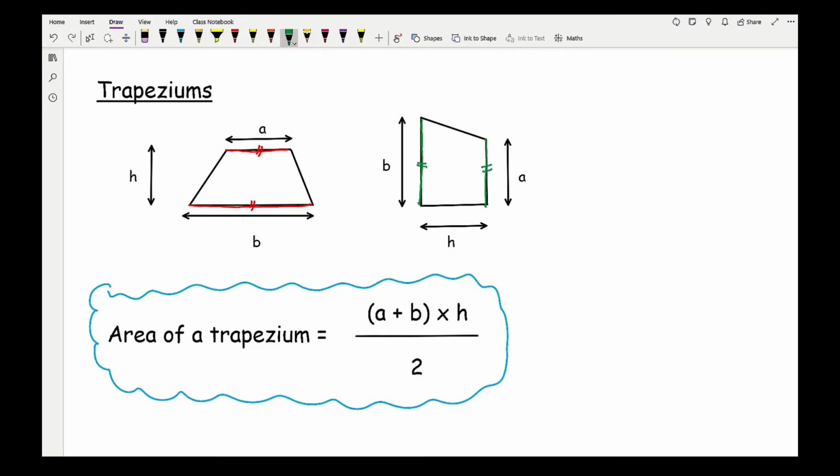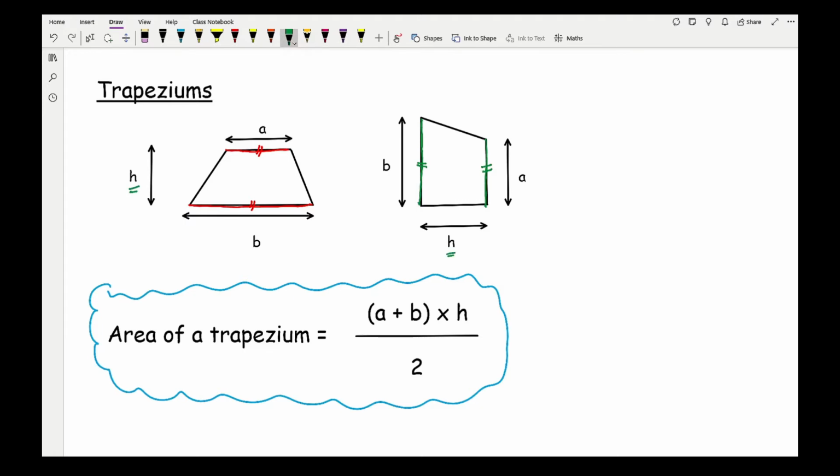But just be wary. If our two parallel lines are labelled as A and B, it doesn't really matter which one you call A and which one you call B. Generally speaking, A tends to be the smaller one, but sometimes it can be a little bit difficult to determine which that is. But like I said, it doesn't really make a difference because we will be adding the two numbers together. And then the last bit of information you need is the height of the trapezium.